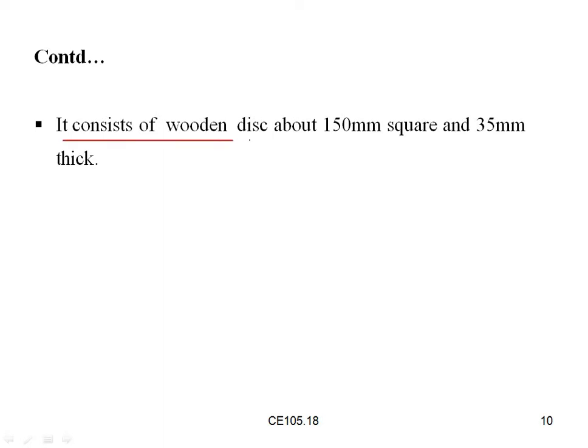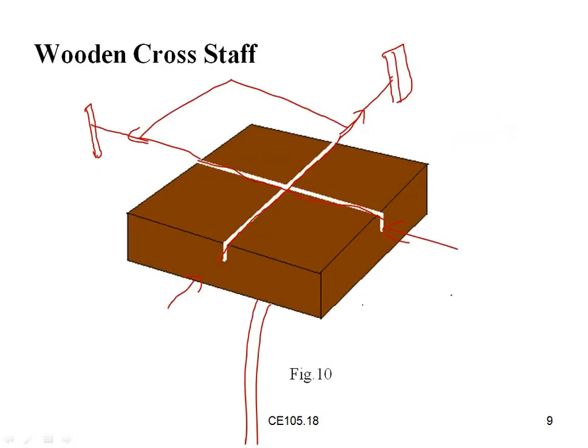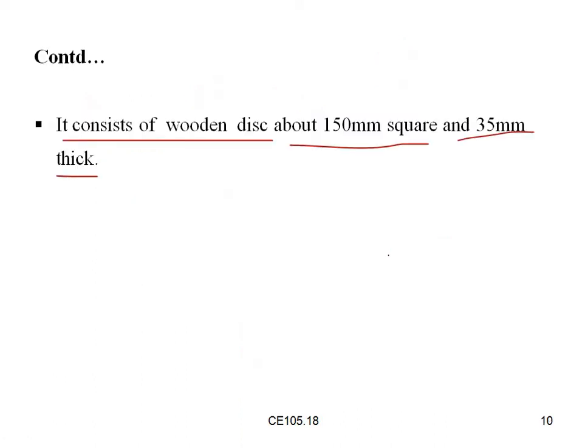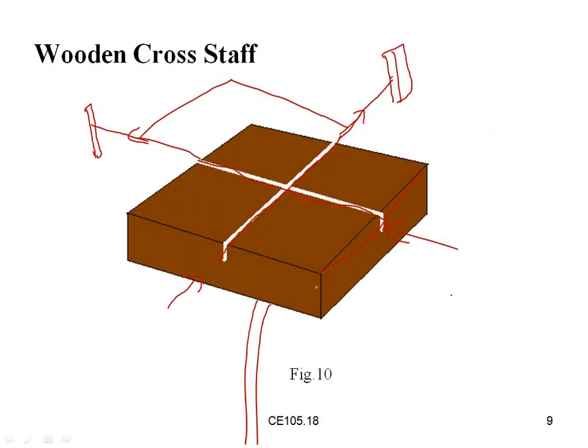It consists of a wooden disc about 150 mm square and 35 mm thick. So it is a wooden disc of about 150 mm square and 35 mm thickness.